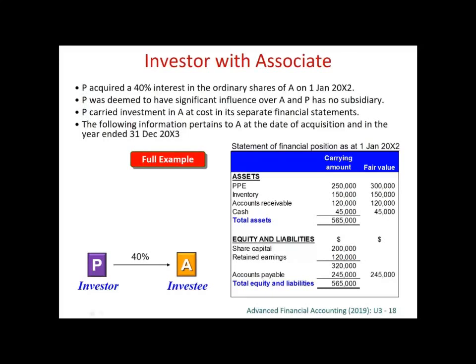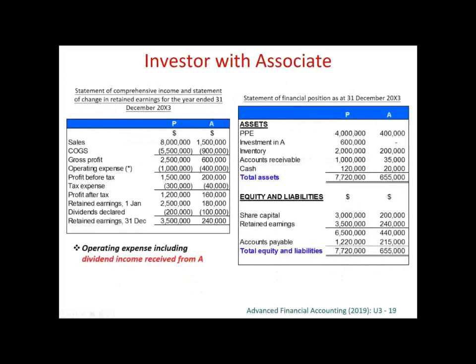In this case, the parent acquired a 40% associate, with 40% significant influence. Therefore, we will use the equity method. The question says that the parent carries the investment in associate at cost in its own separate financial statements. Therefore, in the parent's own financial statements, the investment in associate is already at cost, which is the investment cost, 600,000. 600,000 is the original cost of investment.